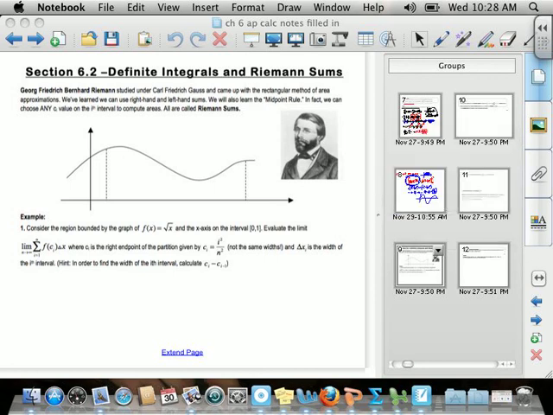All right, so section 6.2 is on definite integrals and Riemann sums. It's actually Riemann, in very throaty German. Okay. So George Friedrich Bernhard Riemann studied under Carl Friedrich Gauss. Remember, these are the German names. You guys can say it. And he came up with a rectangular method of approximating.